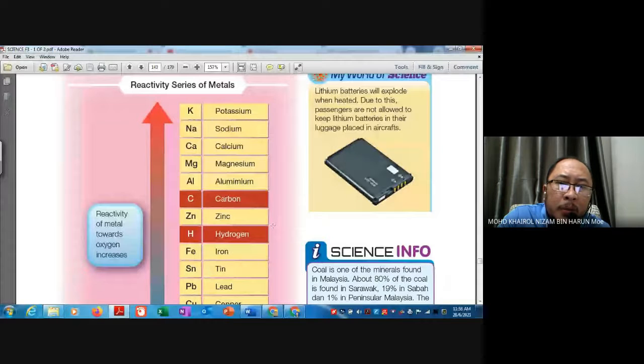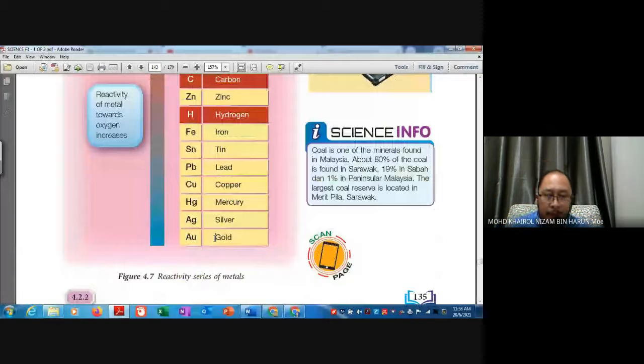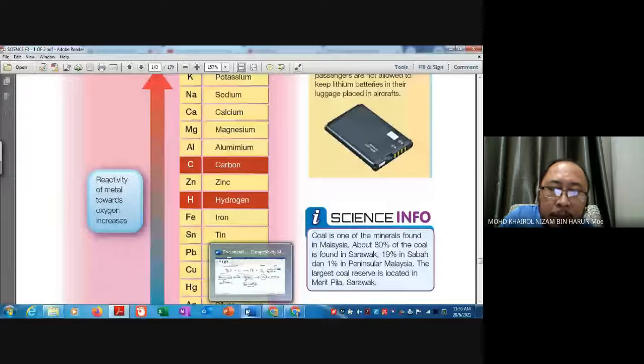So how to remember all this, the arrangement from potassium? Because potassium is the most reactive metal, and the second most reactive metal is sodium, next is calcium, magnesium, until the least reactive metal, that is aurum, or gold. So how to remember this sequence? Okay, I will give you one way.